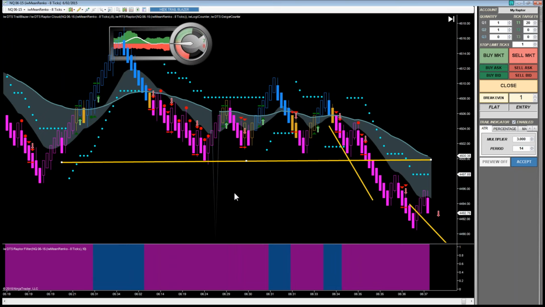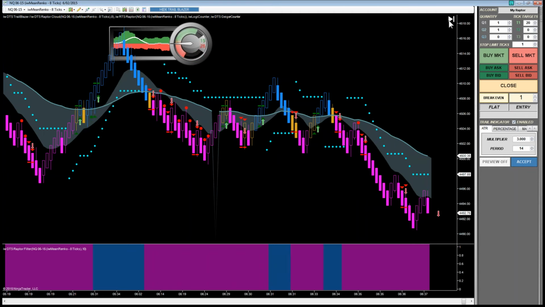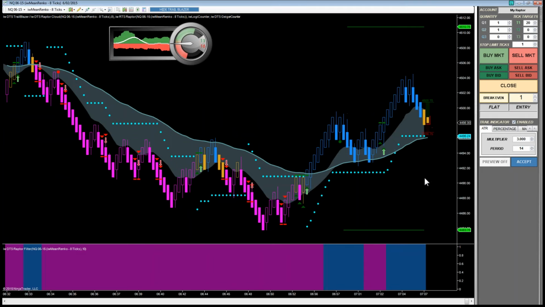Could have even adjusted it to there. The result is the same. This was move 1, and then this was move 2. So just a little something to keep in the back of your mind when you're trying to figure out whether or not you should get on board that signal.